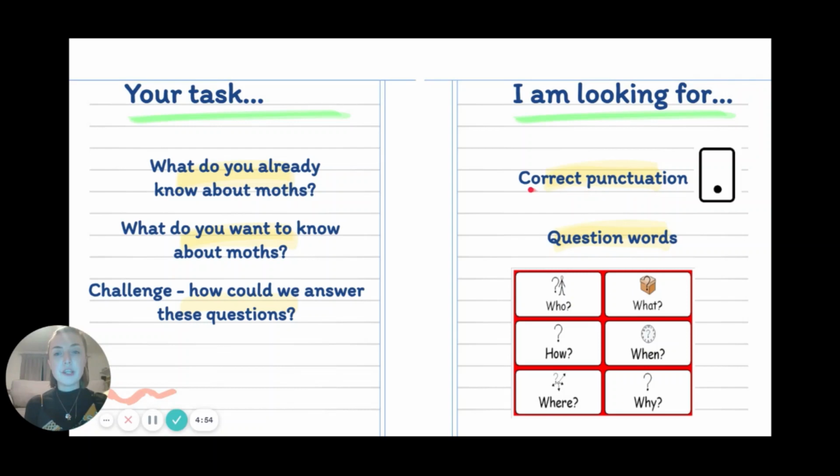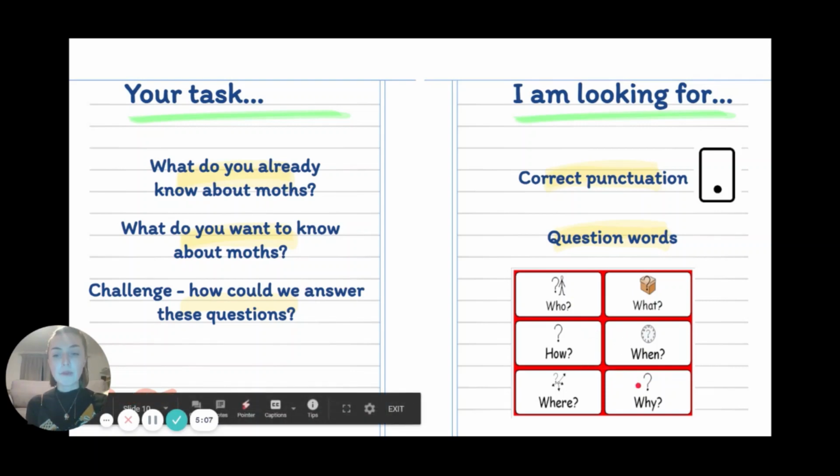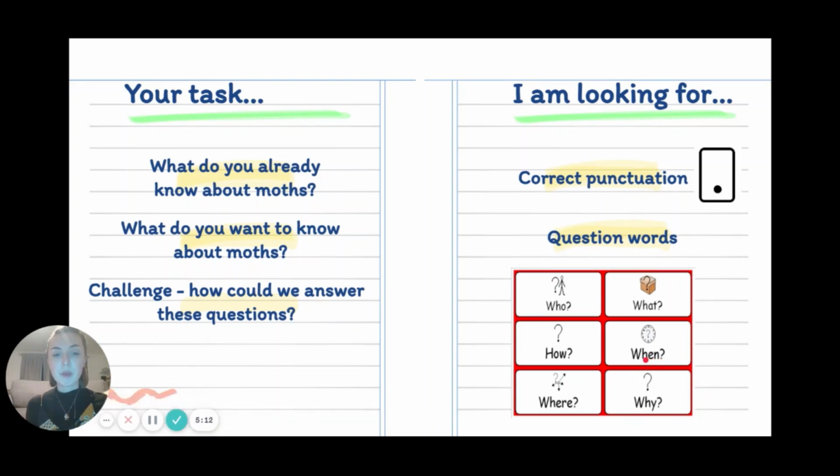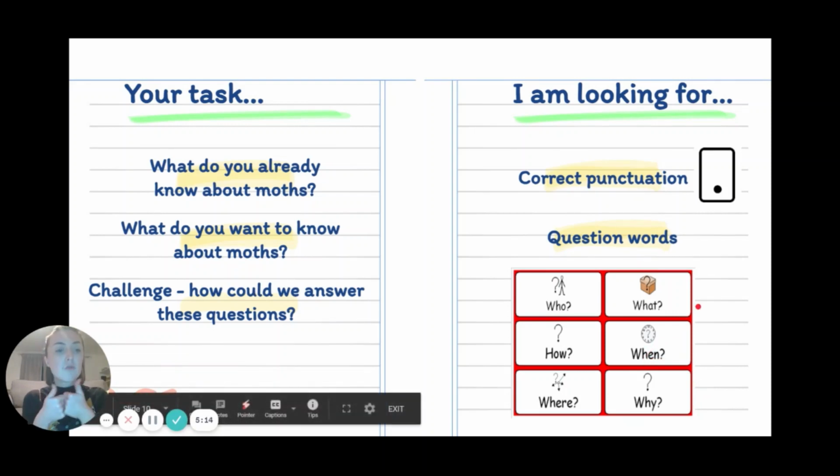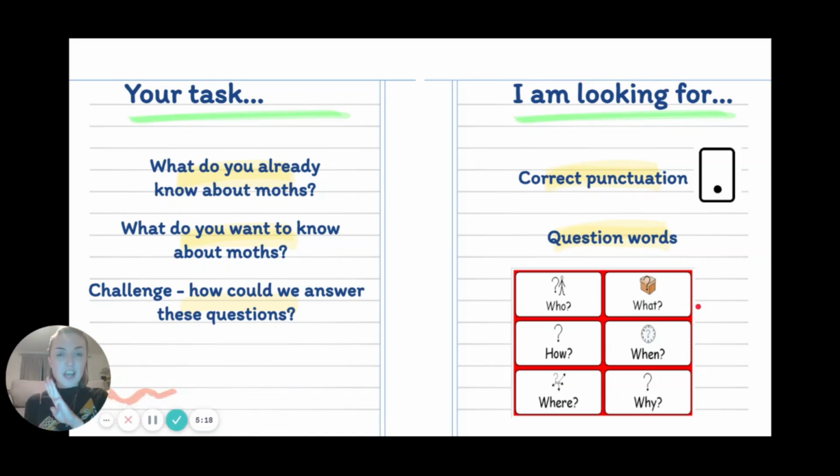I'm looking for you using the correct punctuation. So sentences ending in a full stop, question marks ending in a question mark, and I'm looking for you using question words. Who, what, how, when, where, and why. I used why in mine because I wanted to find something out. So good luck, science writers. Write down what you already know, what you want to know, and give the challenge a go as well.